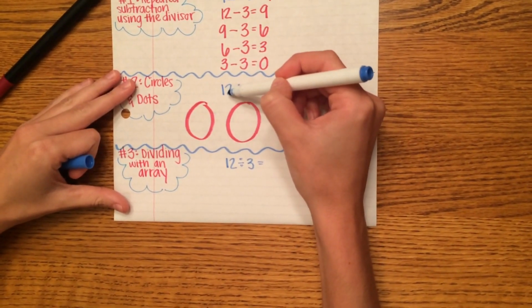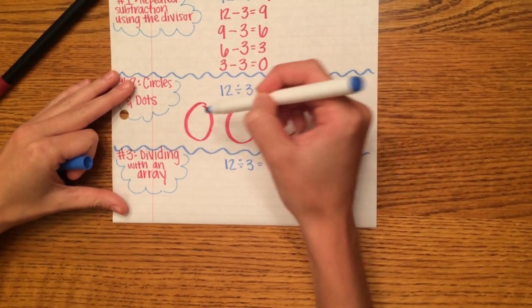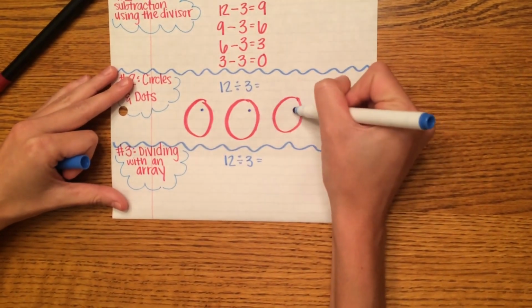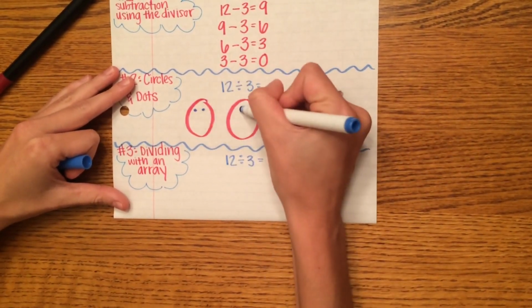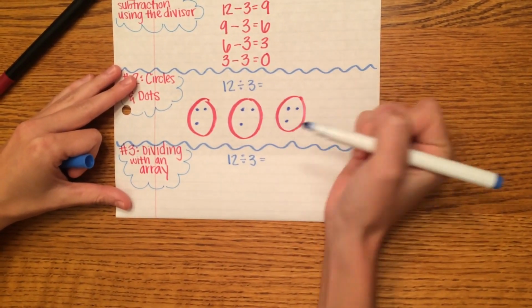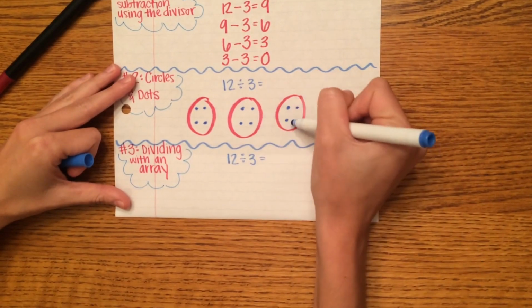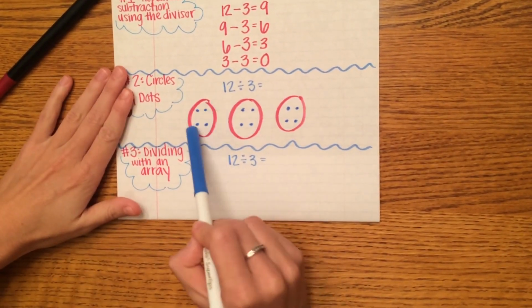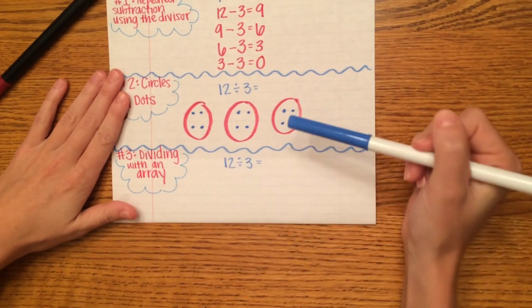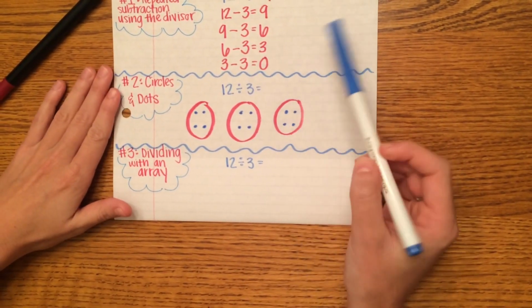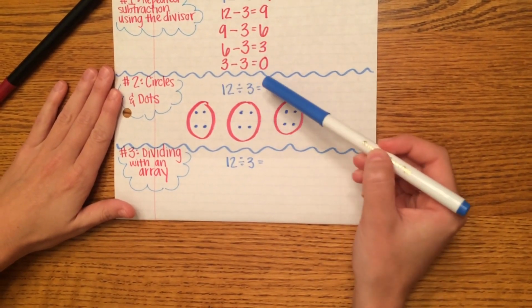But we're going to take these dots, these 12 dots, and we're going to divide them equally among these 3 groups. So 1, 2, 3, 4, 5, 6, 7, 8, 9, 10, 11, 12. Notice I also use the same dot pattern with 2 on top, 2 on bottom. That way it's easy for me to recognize that I have 4, 4, and 4. Therefore, I know that my answer 12 divided by 3 equals 4.